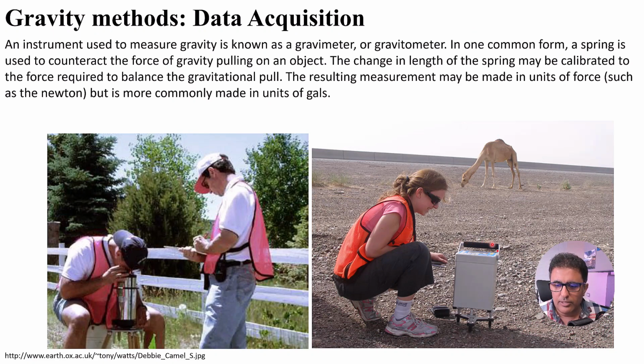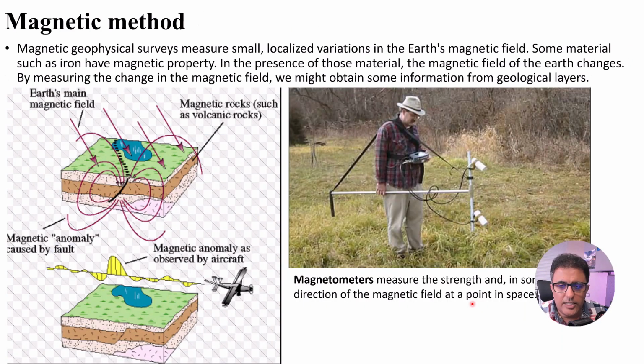This figure shows, for example, how geophysicists use a gravity meter to measure the gravity. Another method that we may use is magnetometry, which is based on measuring the magnetic field of the Earth. Different geological layers may have some effects on the magnetic field of the Earth, and that's the reason by measuring the magnetic field, we are able to have some idea about subsurface layers.